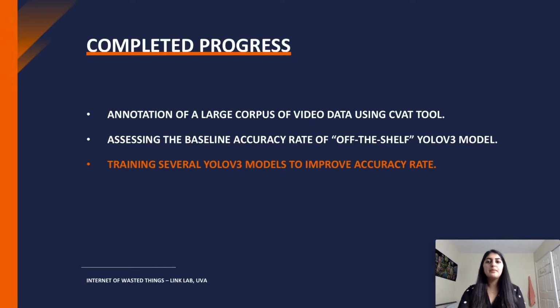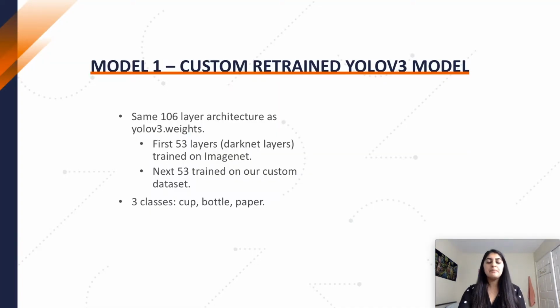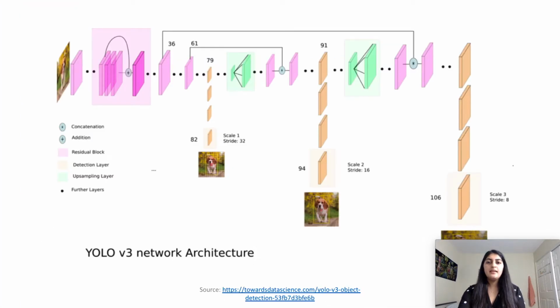So now that we know the baseline model wasn't sufficient for our needs, we were left to train a custom model on our data. The first of these models copied the same structure as YOLO, where the first 53 layers were trained on ImageNet, but now the second 53 layers were trained on our custom images. And we only trained for three classes: cup, bottle, and paper. Here we have a graphic of the YOLO architecture so you can see exactly what those layers look like. The 53rd layer where our custom data would begin training is towards the upper left on the top, before any detection on the image would occur.